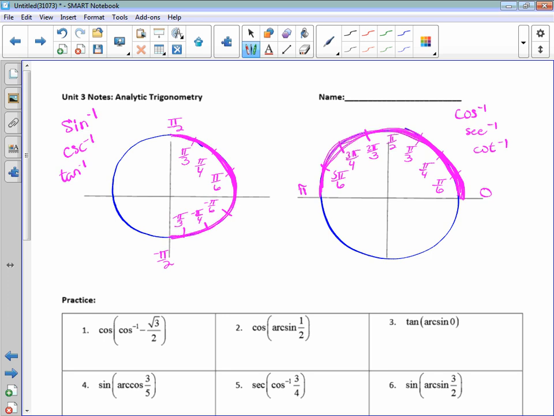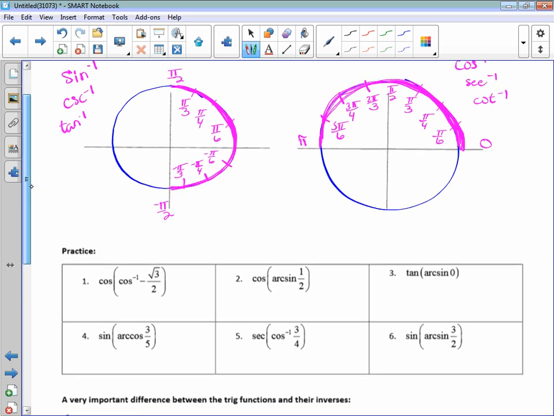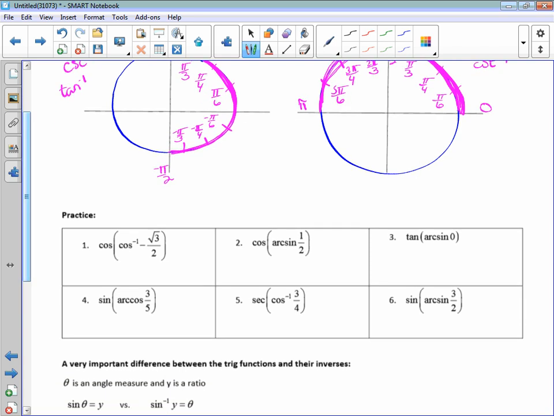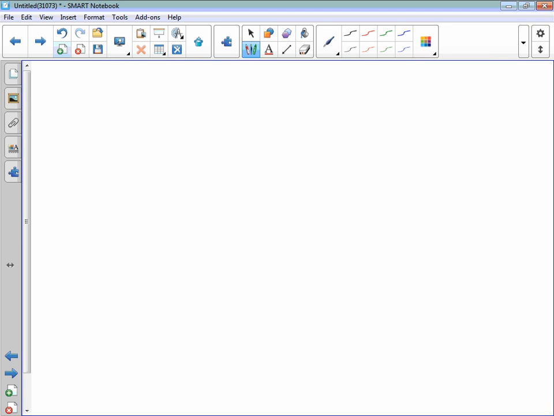So guys, I know it says practice right here, but we're not going to do practice just yet. I want to do some whiteboard practice. We'll pause on the notes for a second and do some whiteboards, so go ahead and grab your whiteboard.